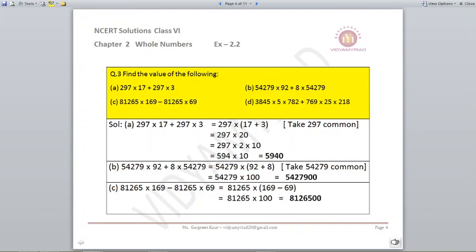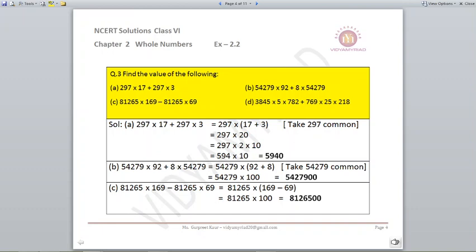B part. 54279 multiplied by 92 plus 8 multiplied by 54279. Now you have 54279 in both places, first part also, second part also. Take it common outside, put a bracket. What is left in the first part? 92. What is left in the second part? 8. So 92 plus 8 will come in the bracket, which gives you 100. So your answer comes to 5427900.